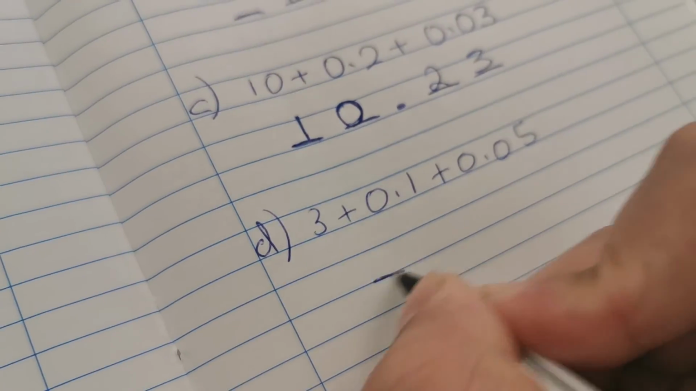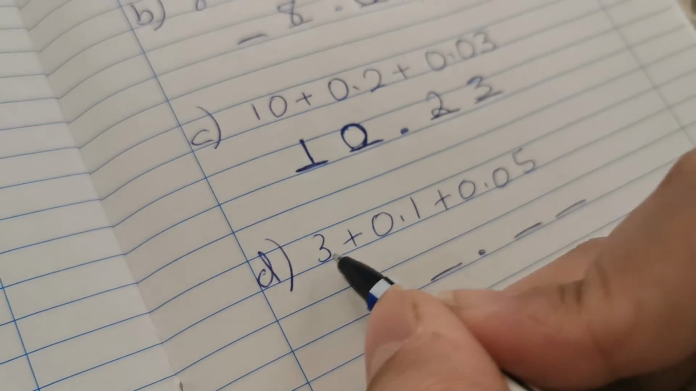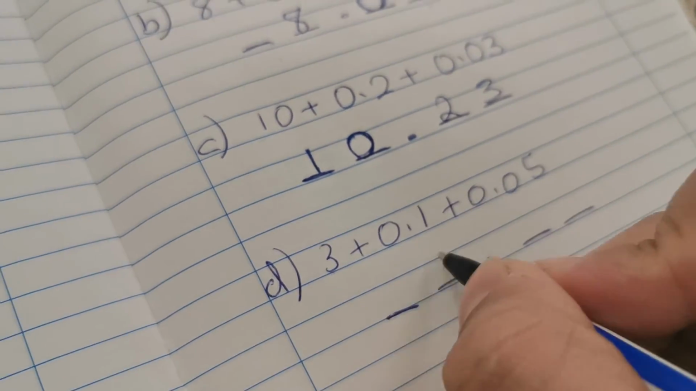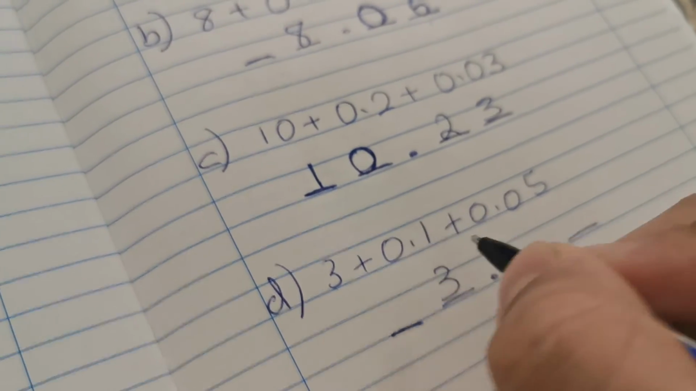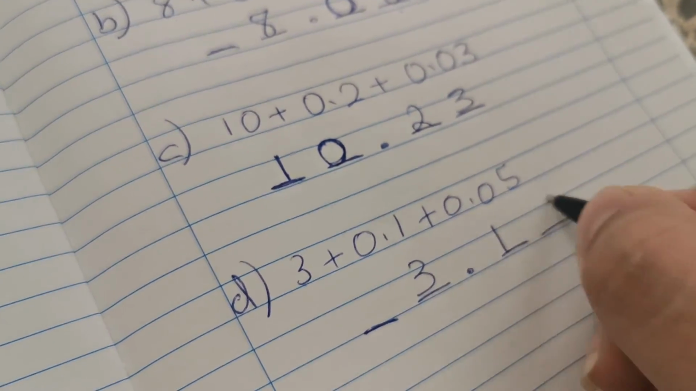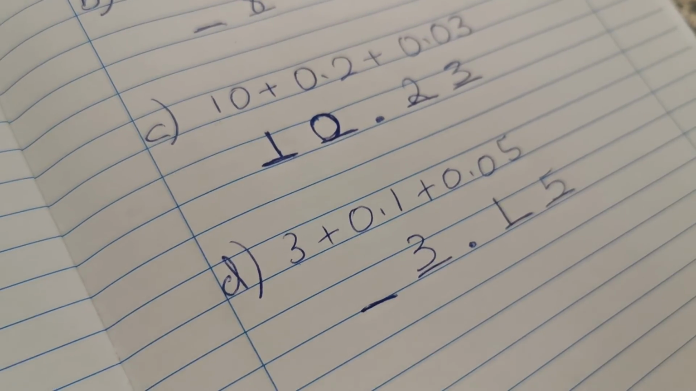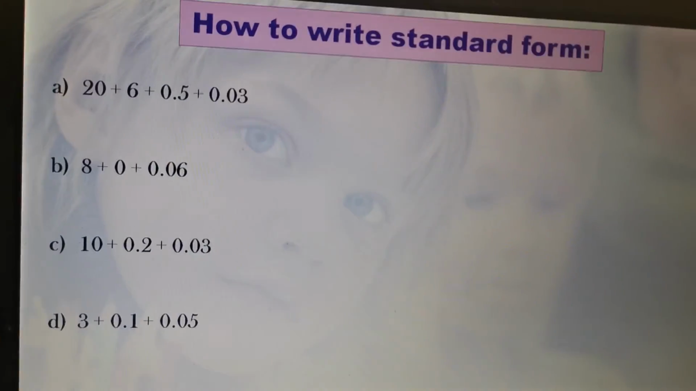Let's try this. 3 in the ones place value, which is here. 1 in the tenths place value, which is here. 5 in the hundredths place value, which is here. Is it clear? Excellent. Amazing, class.